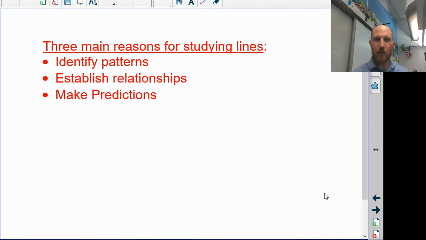So far, really, we've only focused on that one. We've identified patterns. But the third one, making predictions, we have really not touched on at all. That's where we're heading now.